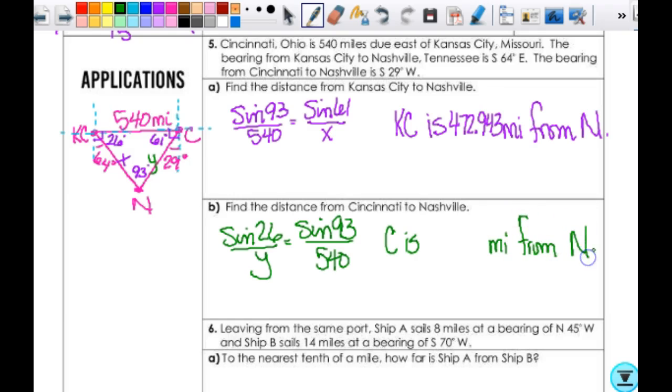So you're telling me you'd rather use the law of cosines here? Why would you want to use the law of cosines? It's easier? So we could do that. Then you'd have y squared equals 540 squared plus whatever you have in x squared minus 2 times 540 times x times the cosine of 26. So you're telling me you'd rather type all that in than do a proportion? Okay, well, knock yourself out. You get the same answer. You're using the x's in your calculator.